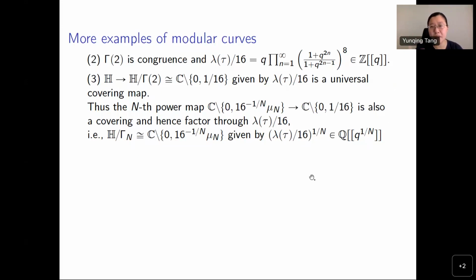We know that when we have a power series like q plus higher powers of q, and we take the n-th root, then it's still a power series with Q coefficients in q to the 1 over n.